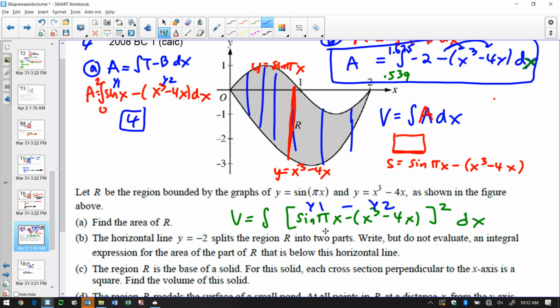Maybe the hardest part, maybe not, is getting the limits. This is an x problem. If I go look at my shaded region, what's my smallest x value? What's my largest x value? How easy was that? Okay, are you guys feeling pretty smart? Okay, first 3 AP questions, you pretty much nailed them.